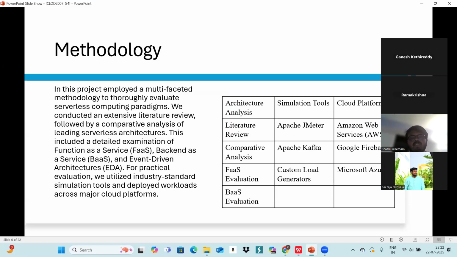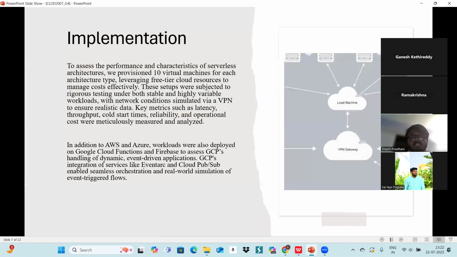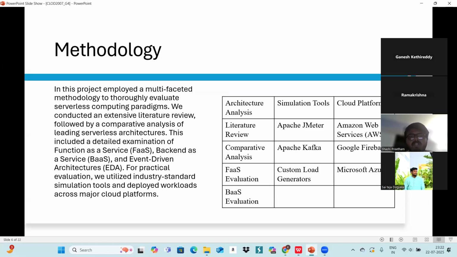In this research, they wanted to understand how different serverless models perform in real-world environments, specifically FaaS, BaaS, and EDA. They have followed a structured multi-layered approach.